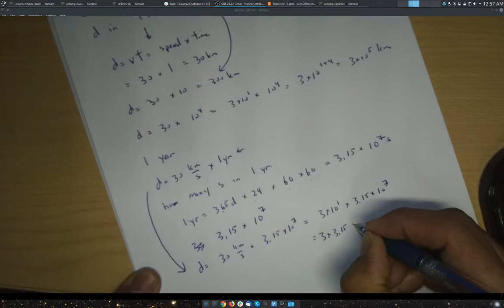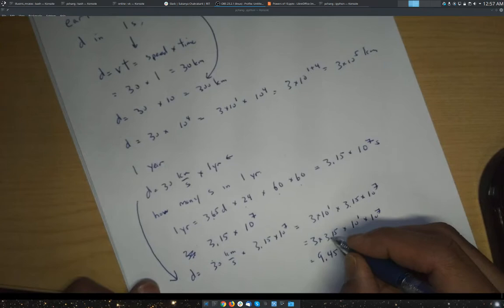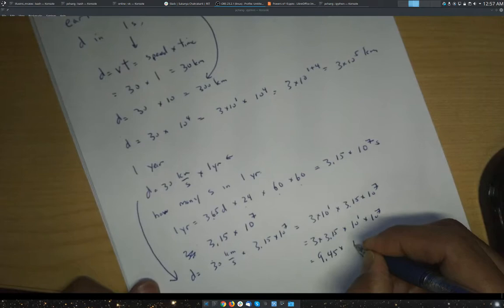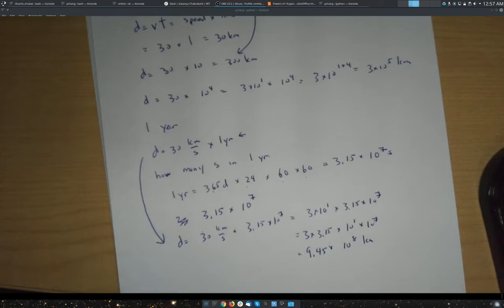Now this one's easy. 3 times 3.15 is 9.45, right? So 3 times 15 is 45, so 3 times 0.15 is 0.45. Times 10 to the 1 plus 7, which is 10 to the 8. Look at that. 10 to the 8 kilometers, right? Beautiful. You will never be asked to do this sort of calculation on an exam, but it's useful to see this used for something useful.